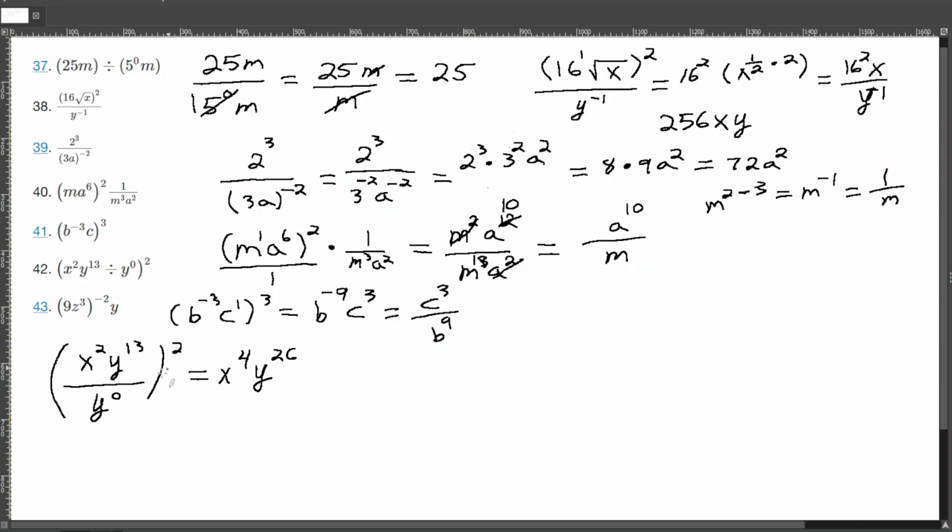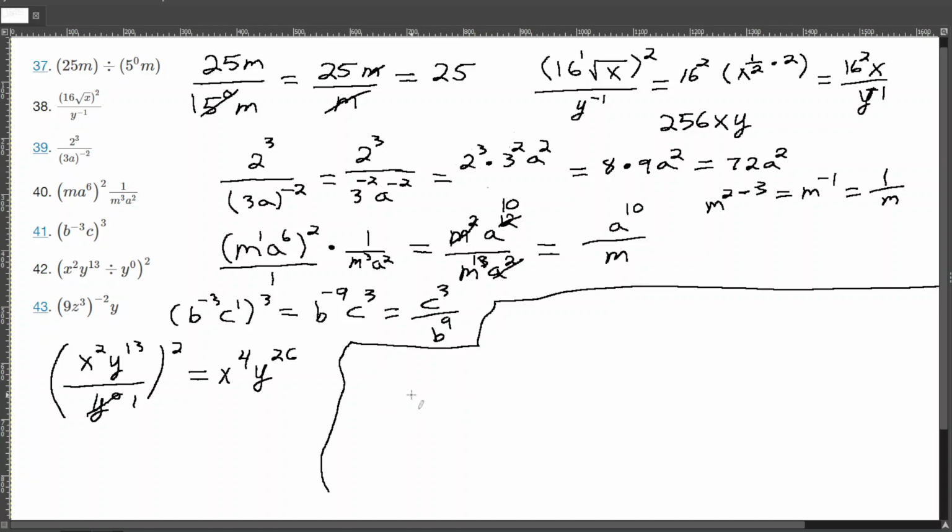The bottom part's irrelevant. It's going to be y to the 0 times 2, which is 0, so it still simplifies to 1. And 1 fits into these terms the same amount of terms, so it doesn't change anything. And now for the last one, let's go ahead and just make a box here and squeeze it in.